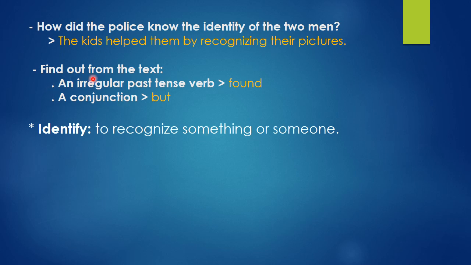Okay, so find out from the text an irregular past tense verb: we have found. Okay, a conjunction: but. Okay, so there's more you can find on your own. So identify. Identify is a verb, means to recognize something or someone. يعني تتعرف على الشخص ما.